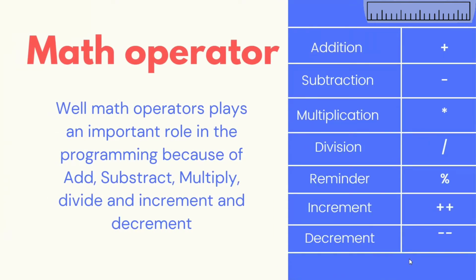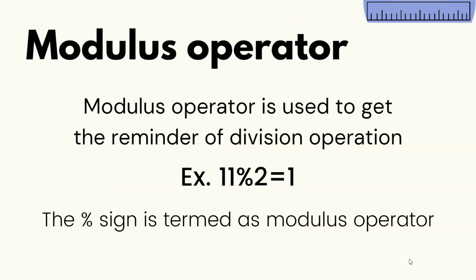Just like we have addition, subtraction, multiplication, and division, we do the same things in JavaScript using the plus mark, minus mark, multiplication mark, and division mark. Using those only, we do all arithmetic operations. Along with that, we have the percentage or remainder operator, also termed the modulus operator, through which we find the remainder of the dividend and divisor.